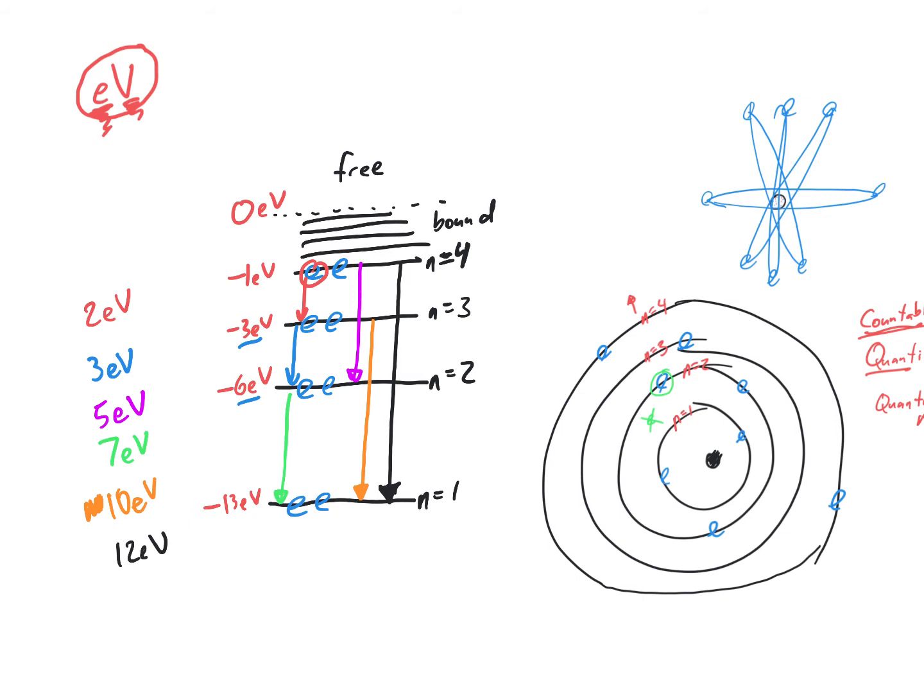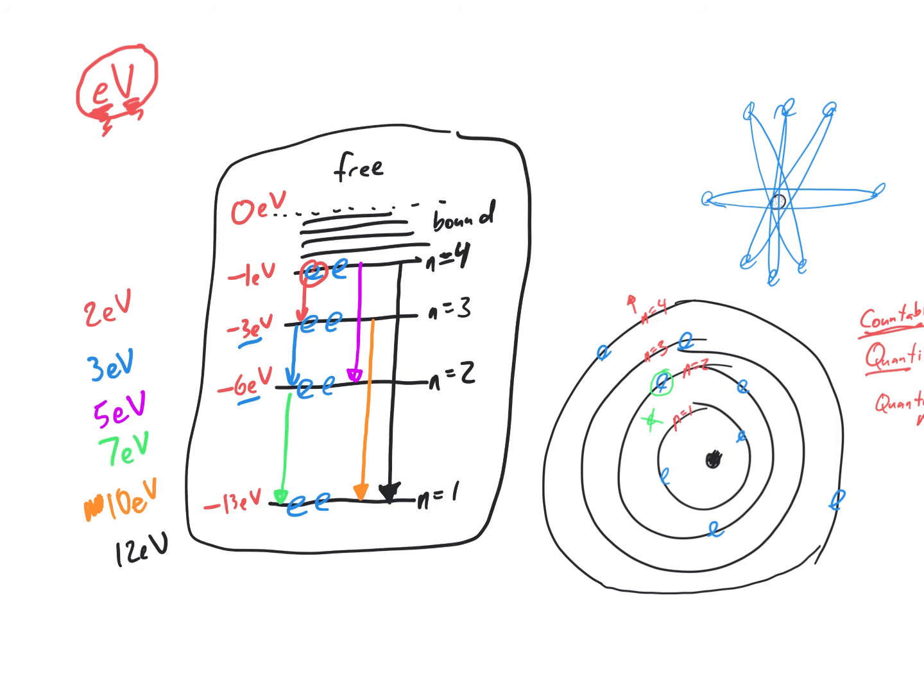So what type of light, or what energy of light, can this theoretical atom either send out or receive? It can send out a 2 eV, 3 eV, 5 eV, 7 eV, 10 eV, or 12 eV light, where that's a measure of the energy of the light.